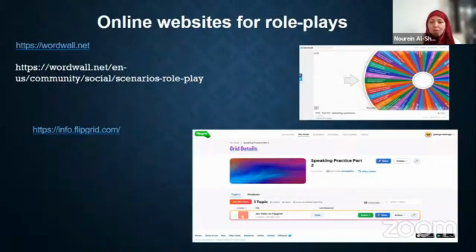These are some online websites for role plays. Wordwall is one of the most interesting websites, used for anything. If you want to teach anything, you can use Wordwall. And here we've got scenarios for role plays for students to do in the classroom. So I use it in online and face-to-face classrooms. Also, Flipgrid: if you want to do role plays outside the classroom, as homework or an assignment, they can record their role plays and upload them on Flipgrid.